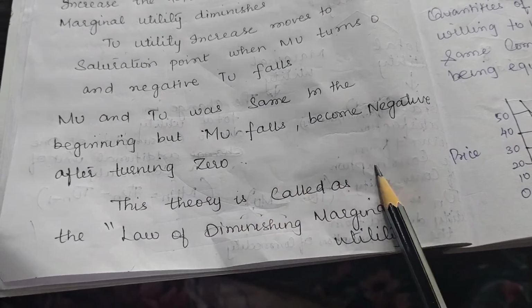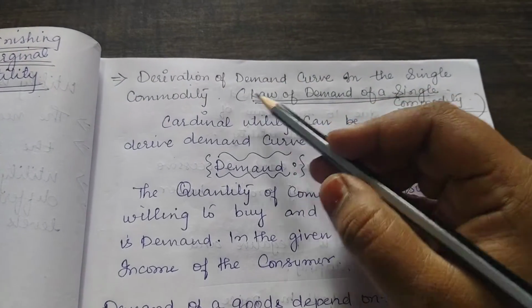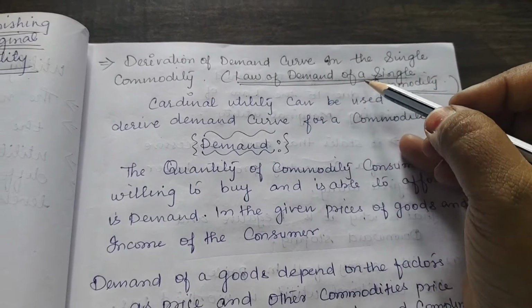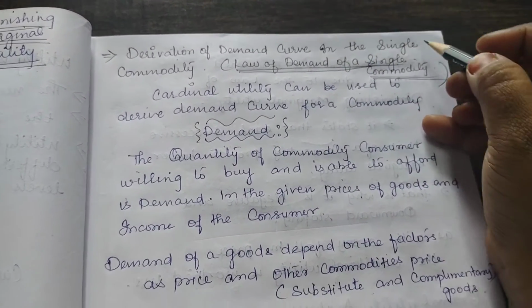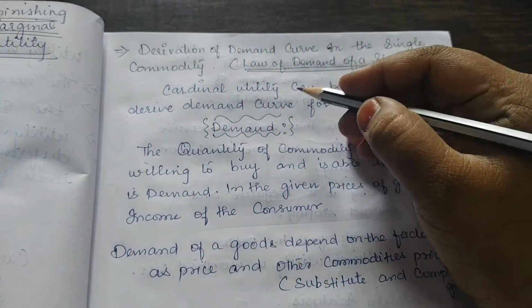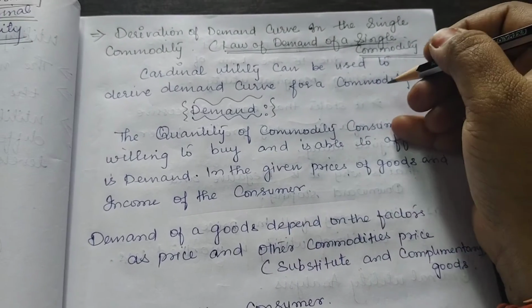This theory is called the law of diminishing marginal utility. Now we will understand the derivation of the demand curve for a single commodity, which is the law of demand of a single commodity. This is one of your important 6 marks. Even the law of diminishing marginal utility is also one of the important 6 marks. So cardinal utility can be used to derive the demand curve of a commodity.